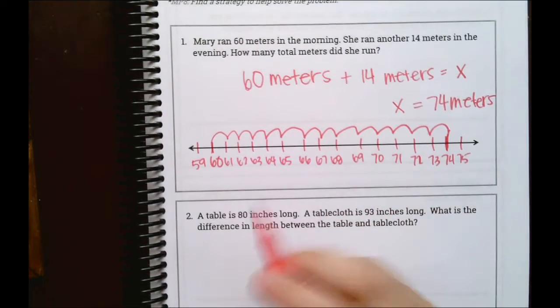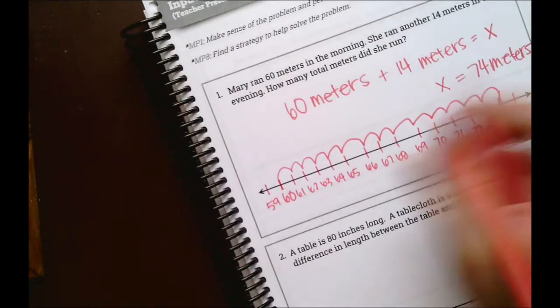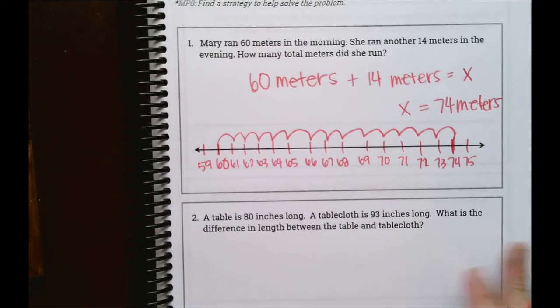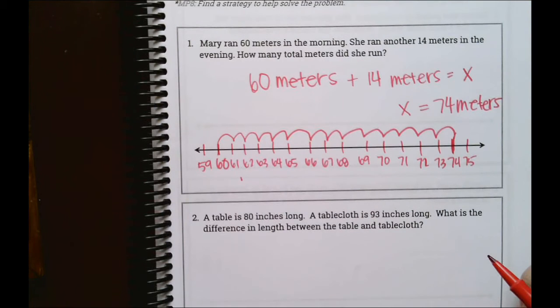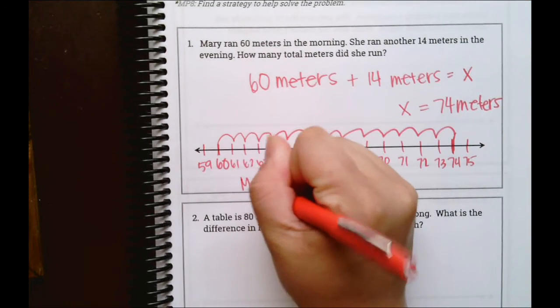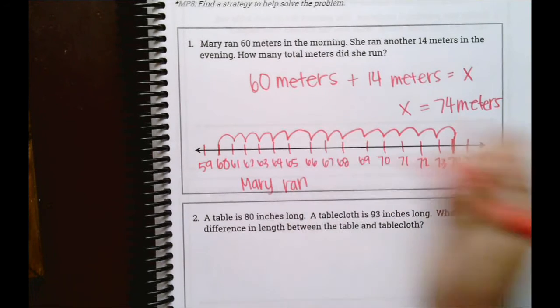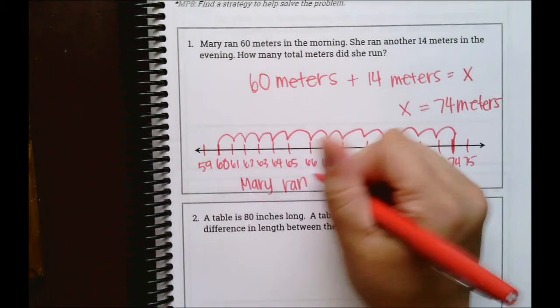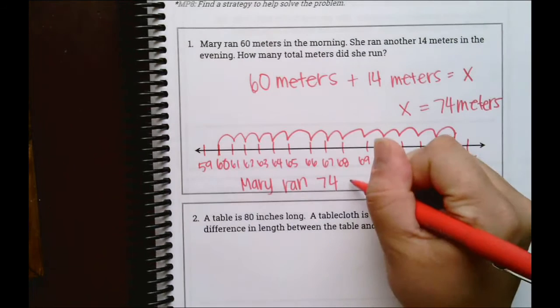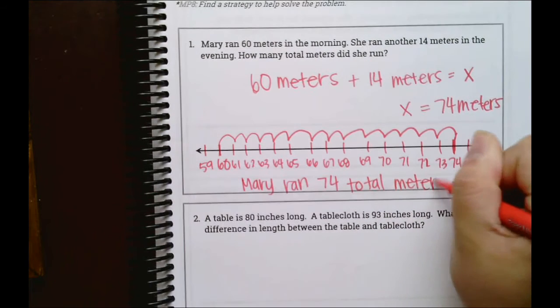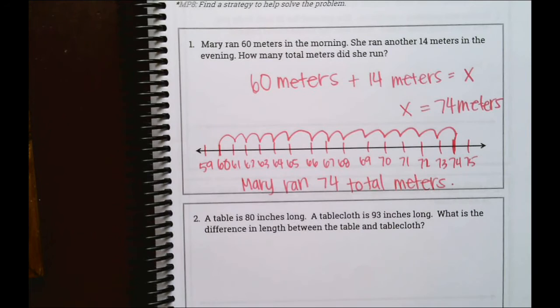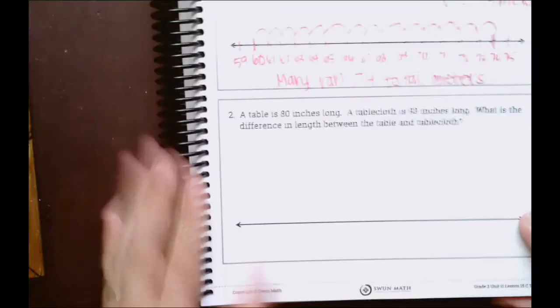How many total meters did she run? 74 meters. And I'm going to write that in a sentence because you know that we always write a sentence when we're solving word problems. So Mary ran 74 total meters. Easy peasy.